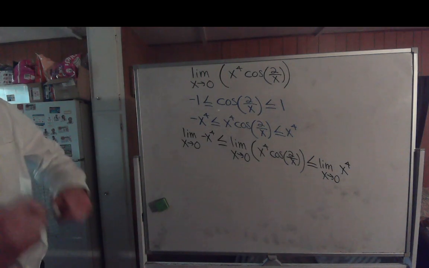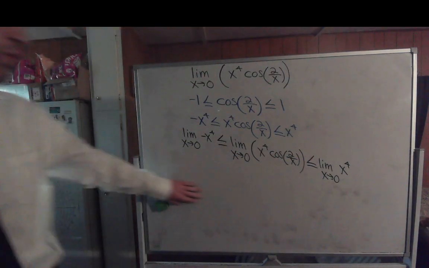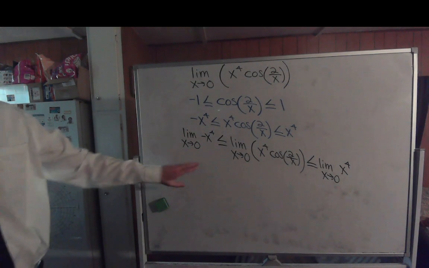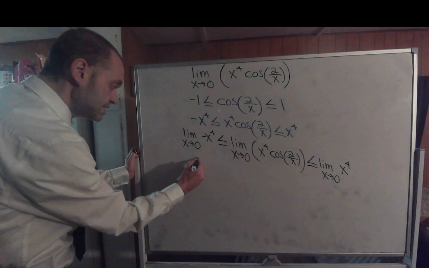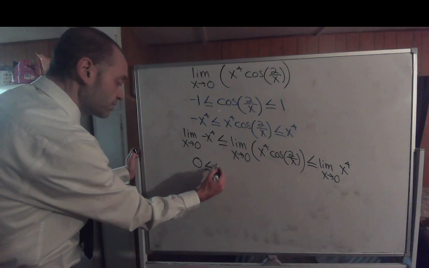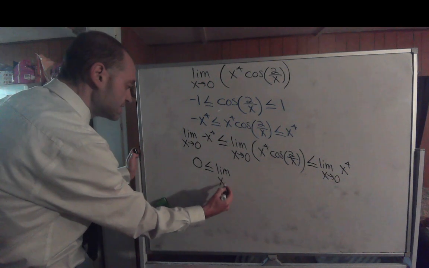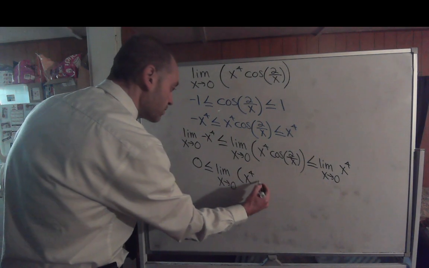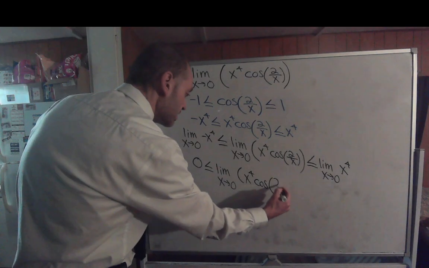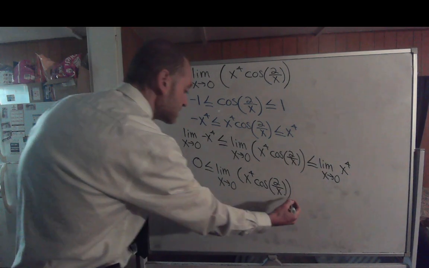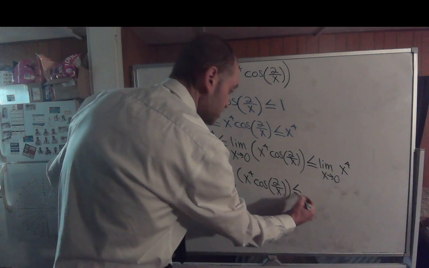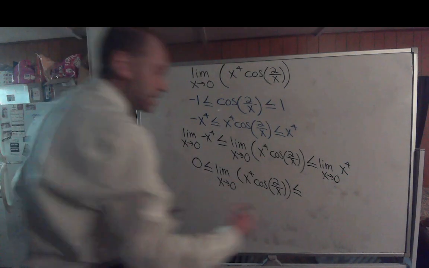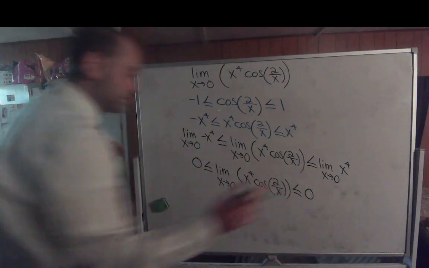Well, let's consider the left and right side of this inequality. The limit as x approaches 0 of negative x to the fourth, we can use direct substitution. We'll end up getting 0, which is less than or equal to the limit as x approaches 0 of this middle piece, that x to the fourth cosine of 2 divided by x, which is less than or equal to the limit as x approaches 0 of x to the fourth. Once again, we can use direct substitution. You'll get that limit to be 0.